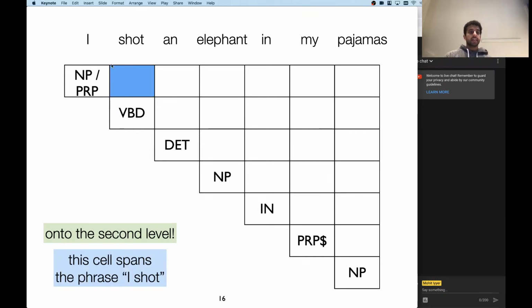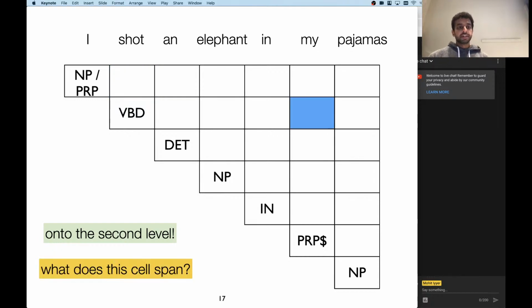Here, this cell spans the phrase "I shot". So now we're looking for any rule in our grammar that, when we combine the non-terminals in each of the spanned cells, so this cell and this cell, will form another non-terminal. Eventually, we want to get to a point in this top right cell where we are able to form an S, because this cell spans the entire sentence.